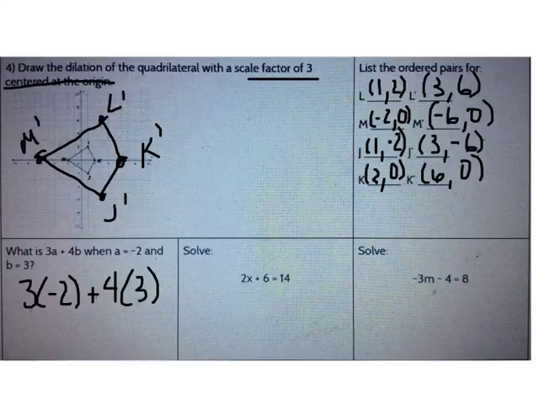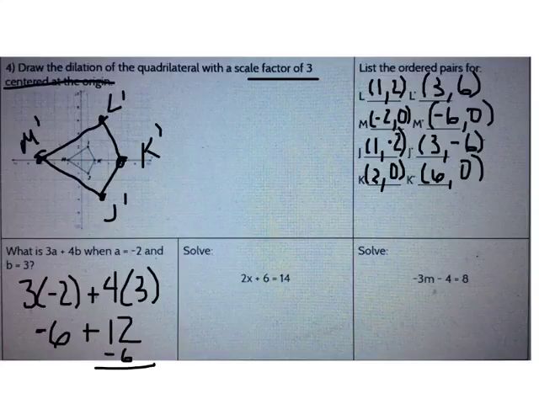What's -2 times 3? -2 times 3 is -6. What's 4 times 3? It's 12. Now I can solve by adding -6 plus 12. What's -6 plus 12? Well, I can subtract 6 from 12, and the answer is 6.